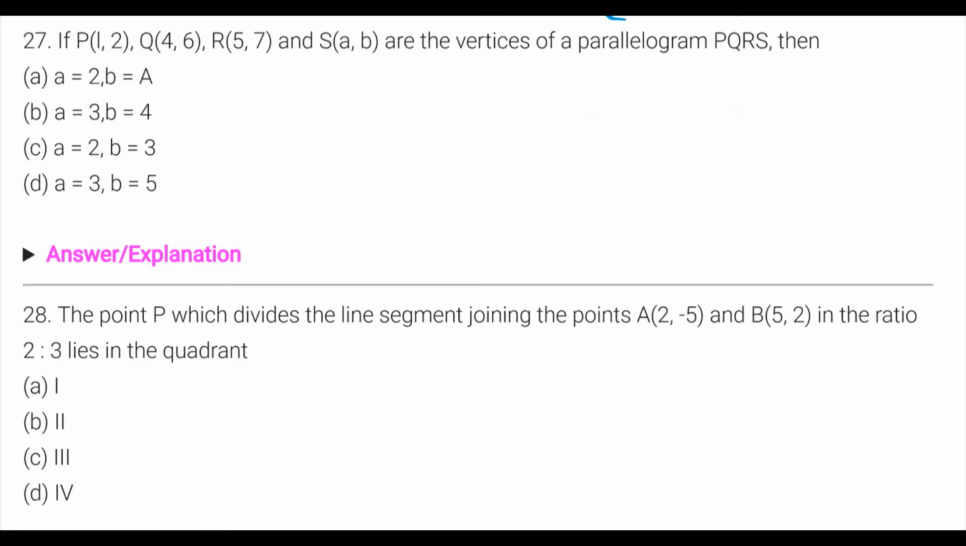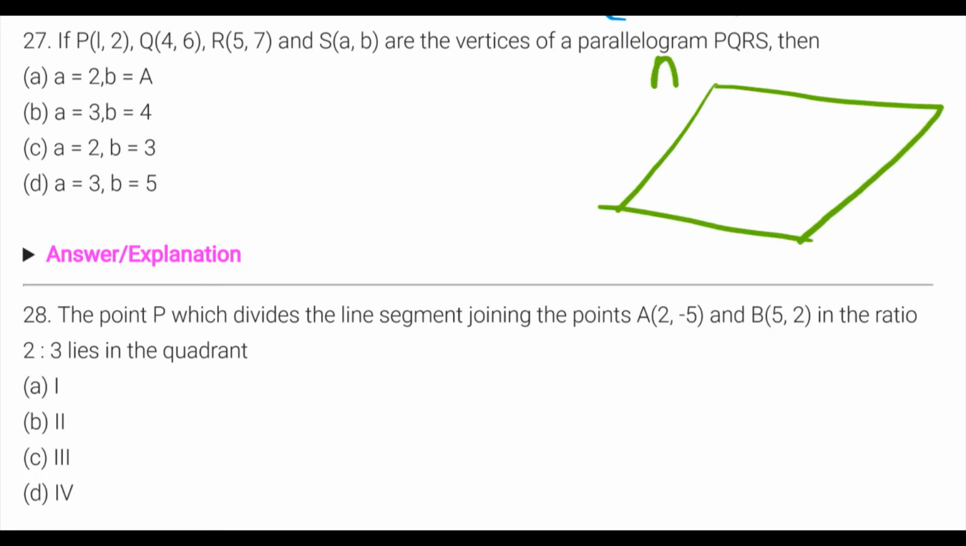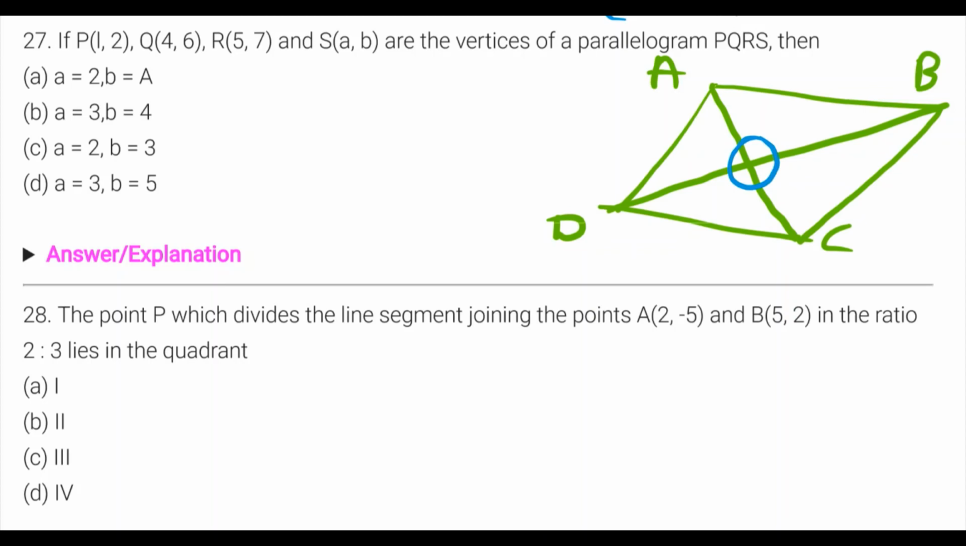Next, 27th question. If P, Q, R and S are the vertices of the parallelogram, then in a parallelogram, the condition is that if ABCD is a parallelogram, the midpoint of AC will be equal to the midpoint of BD, because the diagonals of a parallelogram bisect each other. So midpoint of AC is nothing but, here the given parallelogram is PQRS. We'll rename this. So it's PQRS.